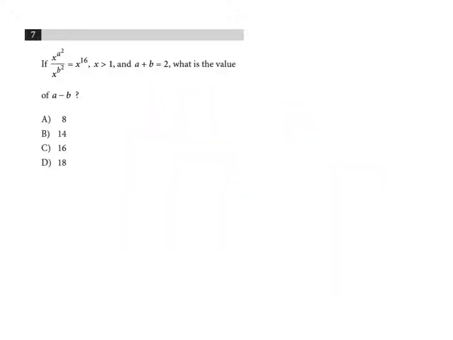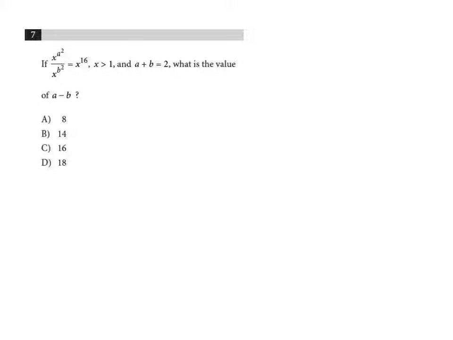Number 7. If we have this expression, x to the a to the second over x to the b to the second equals x to the 16th, where x is greater than 1 and a plus b equals 2, what is the value of a minus b? Okay, well, for this we need to use properties of exponents.